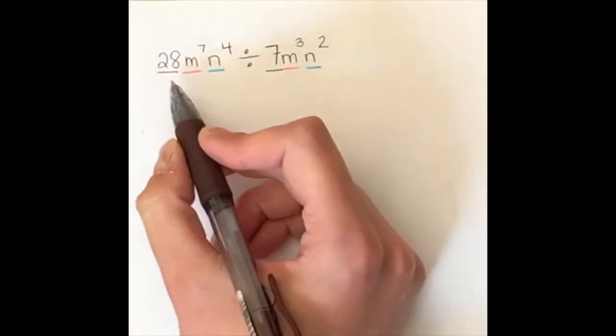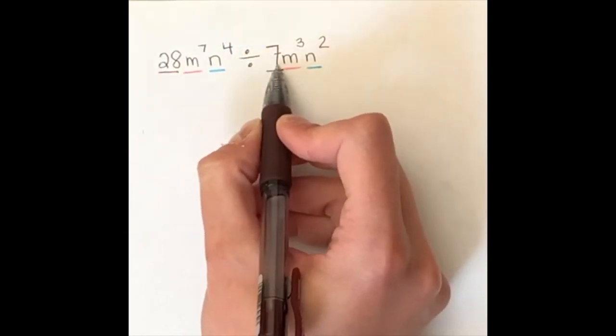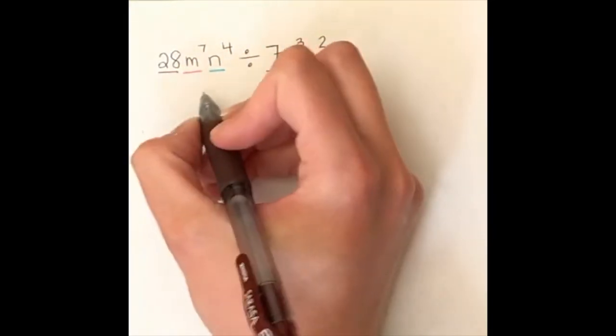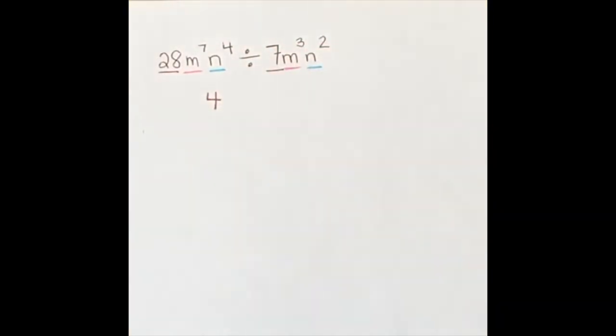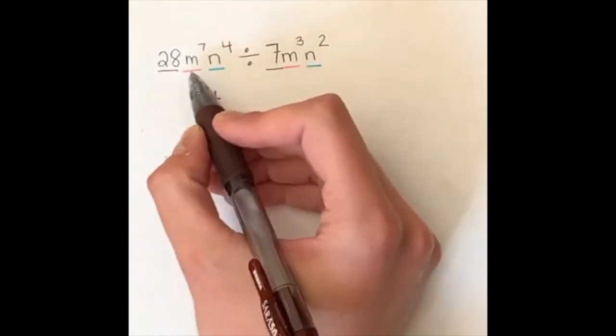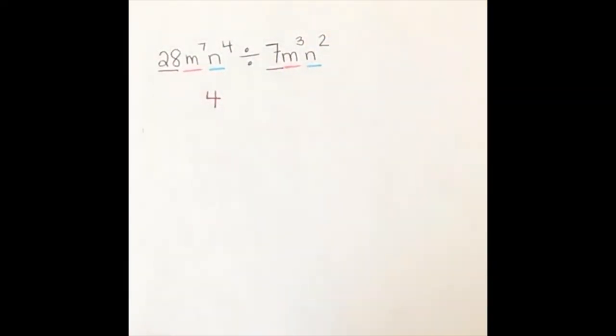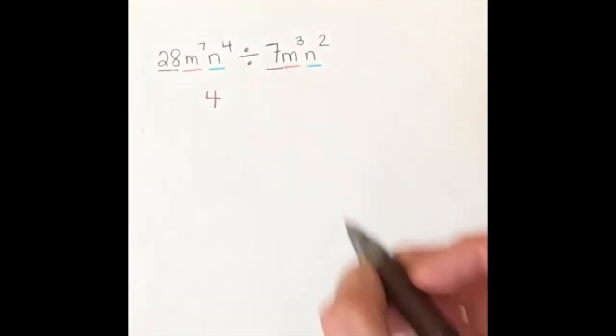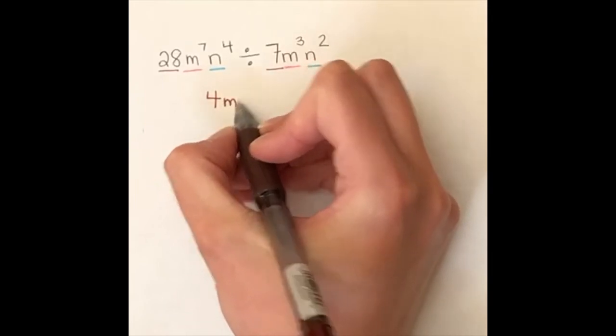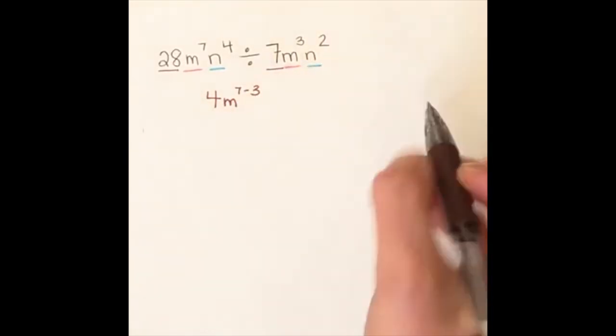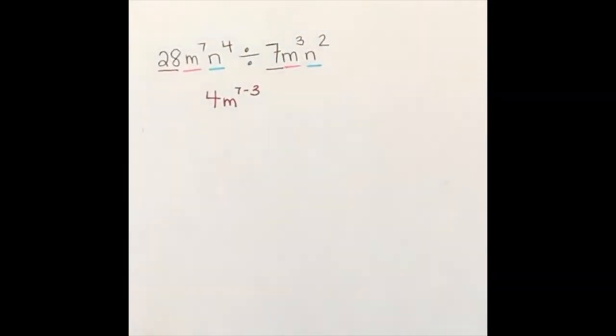So I know that 28 divided by 7 is 4. So I know 4 is going to be part of my final answer. Then I'm going to take a look at my m's and I'm going to say, well, I know that m to the 7th and m to the 3rd have the same base, so I can work with them. And like Mrs. Sullivan said, because we're dividing, we are going to subtract those exponents. So this is really m to the 7 minus 3, 7 and 3 being my exponents.